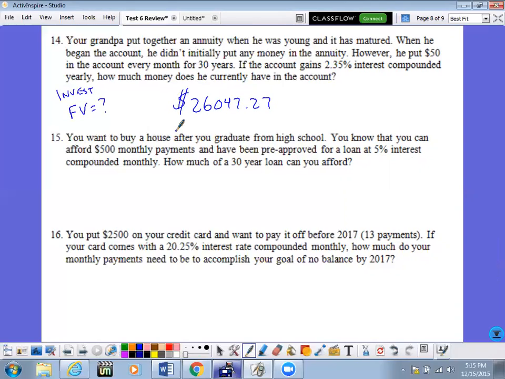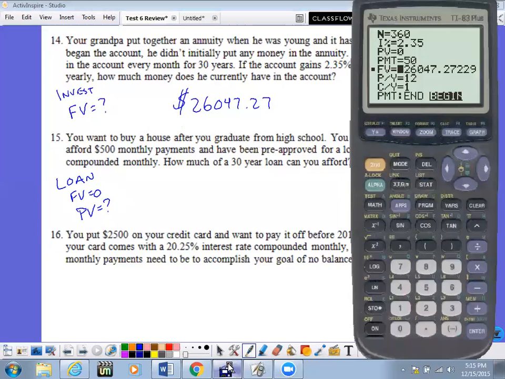Number 15, you want to buy a house after you graduate from high school. You know that you can afford a $500 monthly payments and that you've been pre-approved for a loan at 5% interest rate compounded monthly. How much of a 30-year loan can you afford? So in this case, we're looking for a loan. Future value equals 0, and we're looking for the principal value, not equal to 0, but that's what we're searching for. So we're going to our calculator.